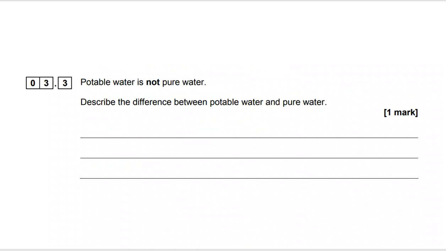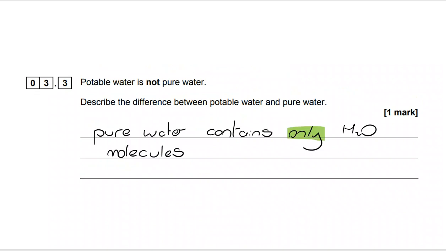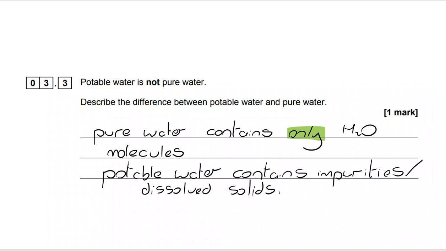3.3, potable water is not pure water. Describe the difference between potable water and pure water. Pure water contains only H2O molecules. There is nothing else in there. That's what we mean by purity in chemistry. However, potable water will contain impurities. It will contain dissolved solids. Remember that potable water simply means water that is fit to drink. It doesn't mean it's pure. That's not what the question was here, but it's an important definition to remember.